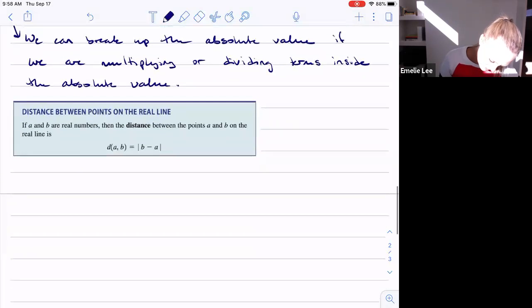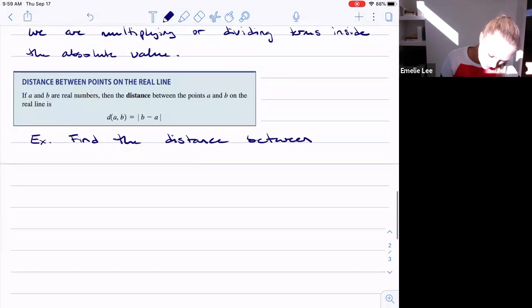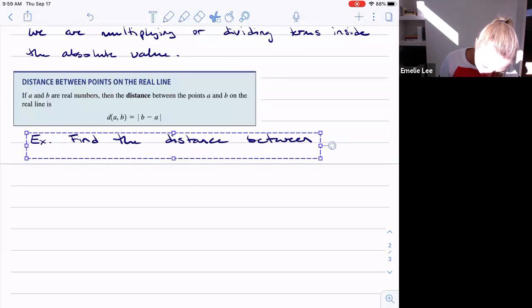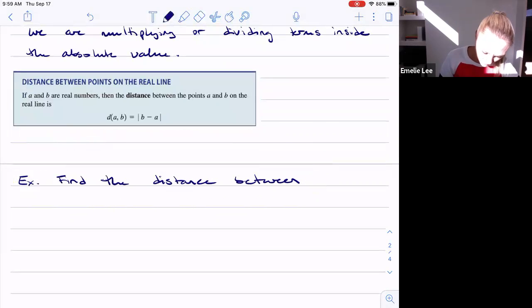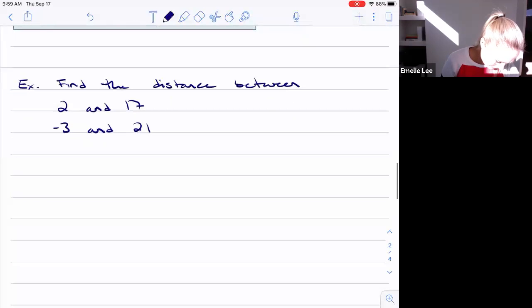And so just as a little exercise, find the distance between 2 and 17. We'll do -3 and 21, and 11 over 8 and -3 over 10.